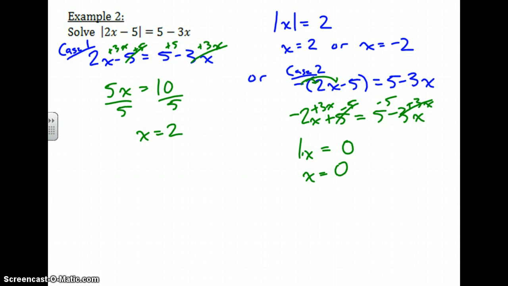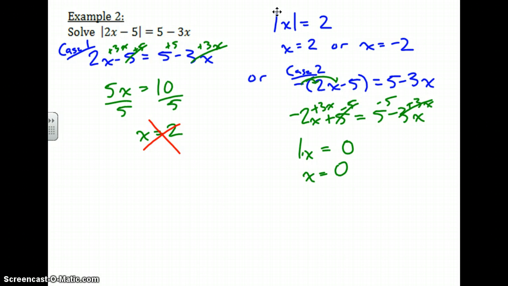Okay, and we could do a quick verification just to make sure these make sense. So if x was 2, I'd get 2 times 2, so 4 take away 5, that's negative 1, absolute value of negative 1 is 1. Is that equal to 5 take away 3 times 2, 5 take away 6? Well, that's actually equal to negative 1. So that tells me that this solution here actually doesn't work. It's pretty darn close to working, but it doesn't actually work. So it is important to do that verification.